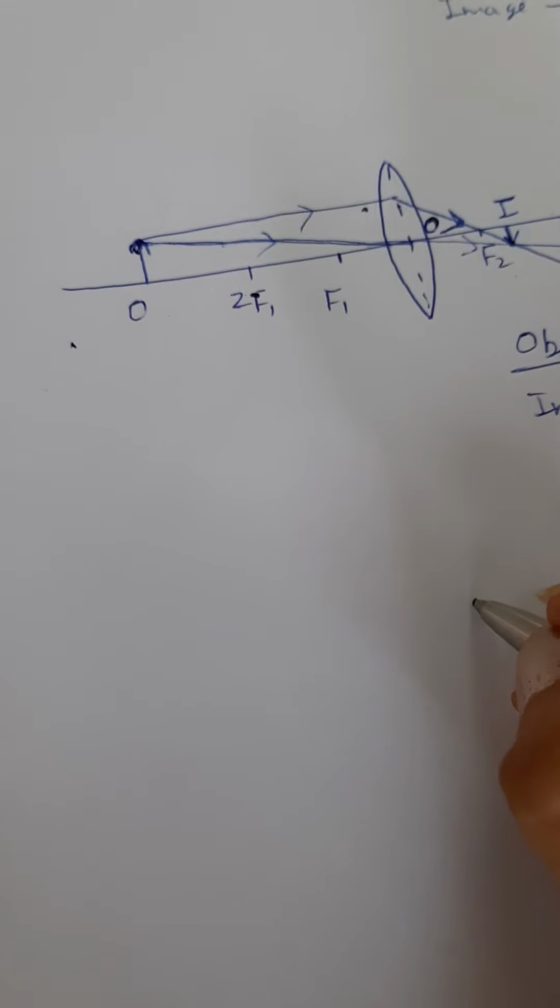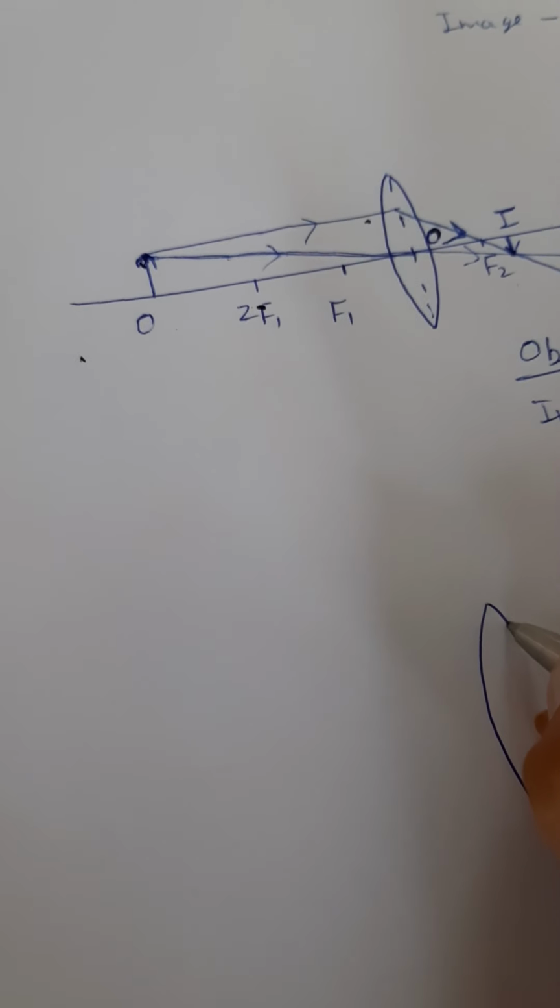Now we will see the third one. Suppose we are having a convex lens.